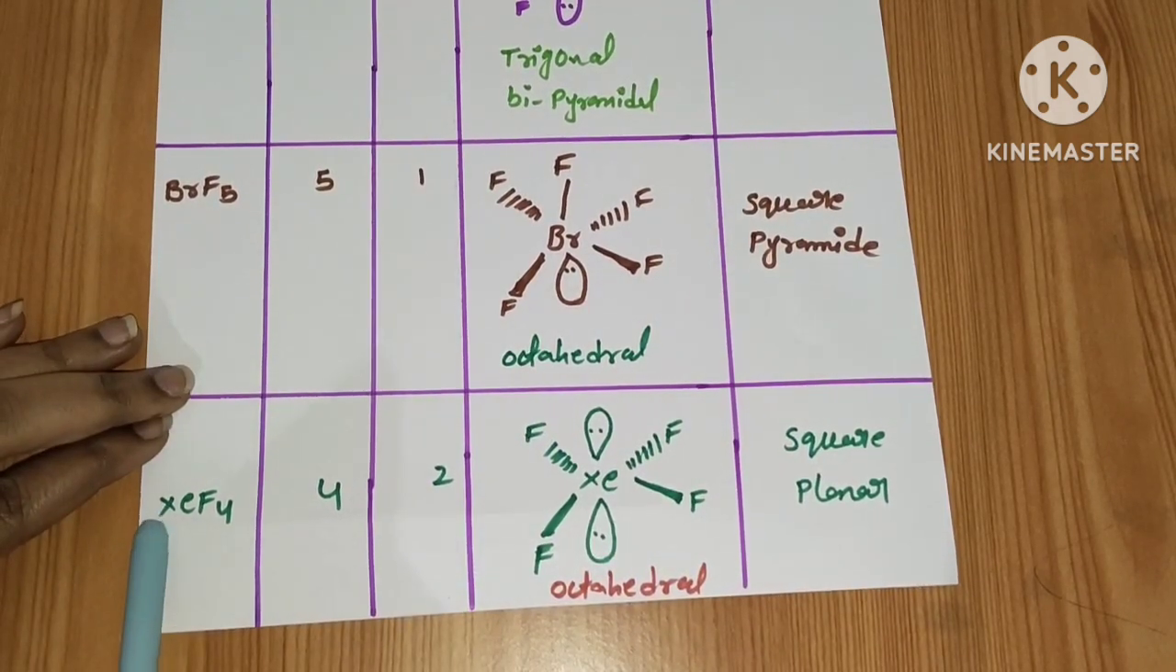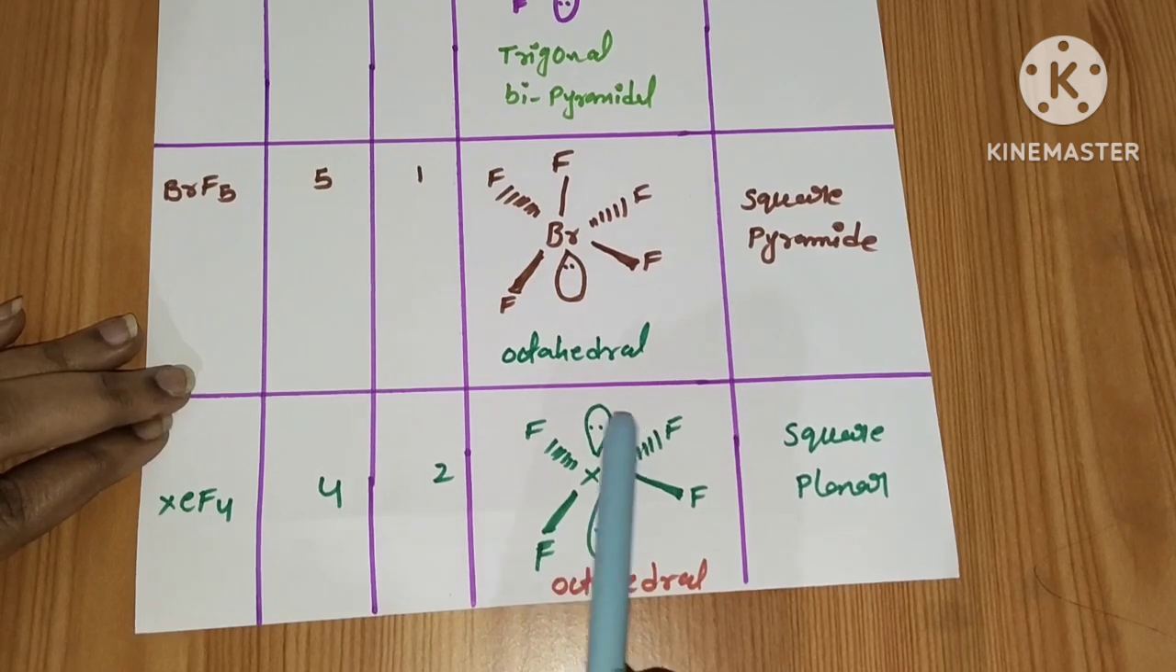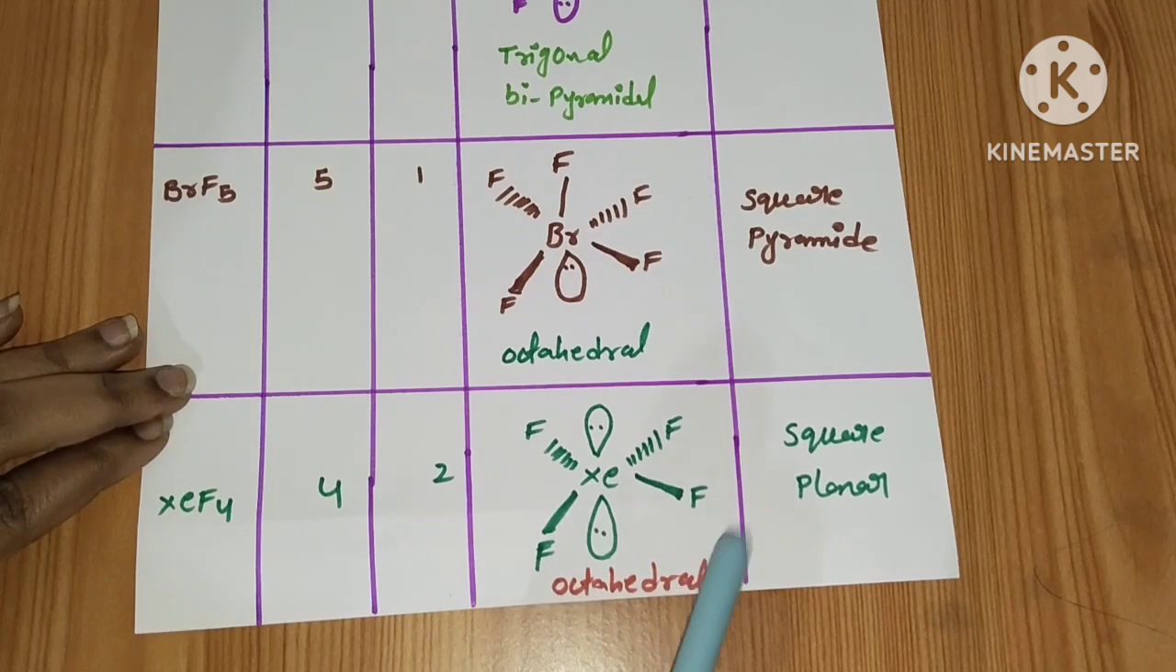Next example, XeF4. Here the central atom is xenon and xenon is attached to 4 fluorine atoms. Here 2 lone pairs are present and the geometry of the molecule is octahedral and the shape of the molecule is square planar.